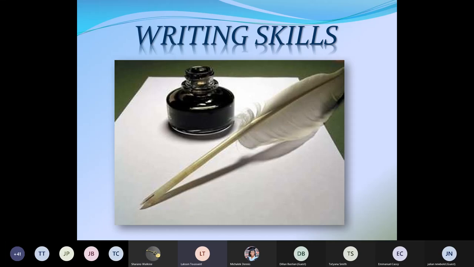Today I'm going to be dealing with formal letter writing, and I wanted to ask the question, what is a formal letter? What do you know about formal letters?